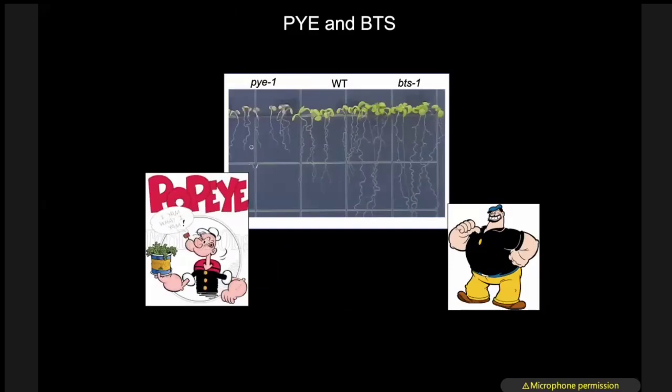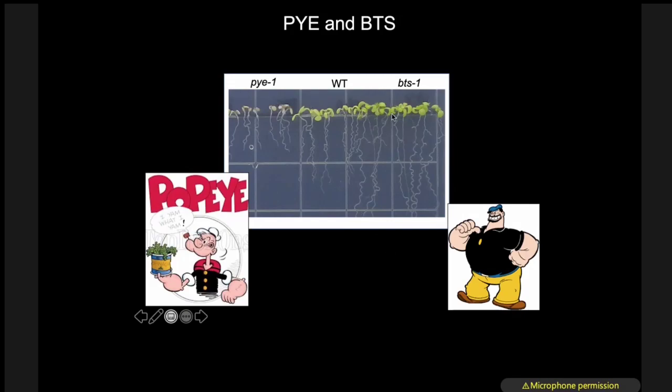One of these genes we named Popeye. These plants are grown on media that has an iron chelator in it, so they're effectively exposed to iron deficient media. And so these plants are suffering from iron deficiency. Popeye mutants, loss of function mutants, exhibit decreased tolerance to iron deficiency. And Brutus exhibits increased tolerance to iron deficiency.